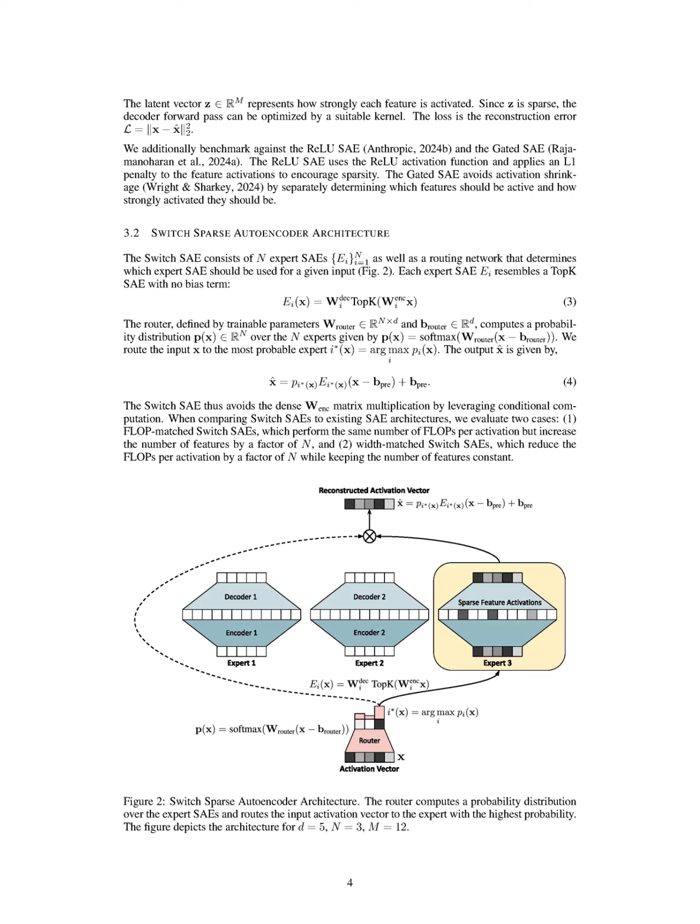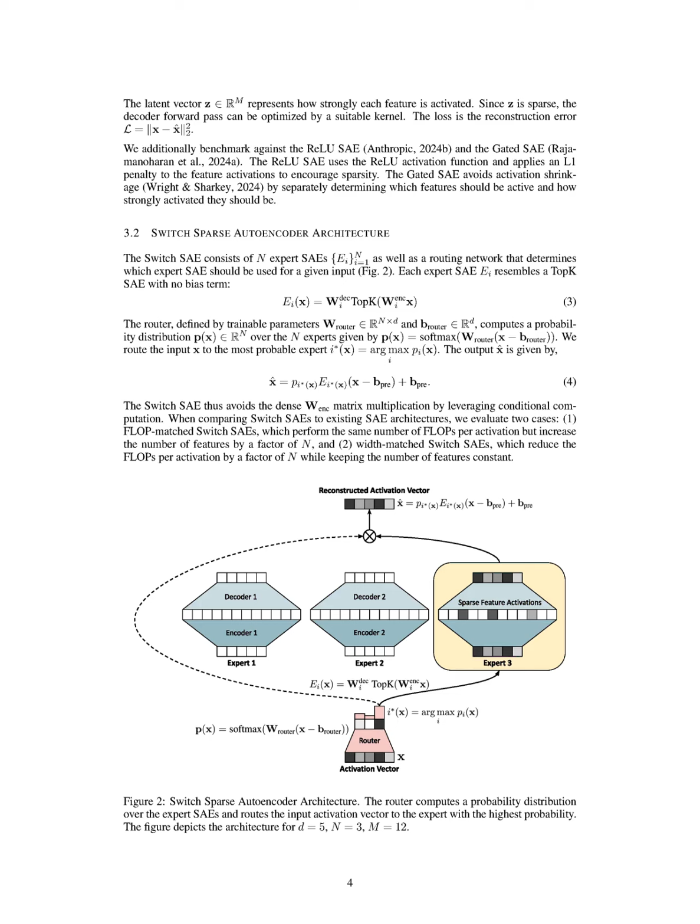In a practical scenario, consider an input activation vector, x, that needs to be processed by the switch sparse autoencoder, switch SAE. The routing network first computes a probability distribution, p(x), over the n expert SAEs using the formula p(x) = softmax(W_router(x - b_router)). This distribution indicates the likelihood of each expert being the most suitable for the input. The expert with the highest probability, denoted as i* = argmax_i p_i(x), is selected to process the input.